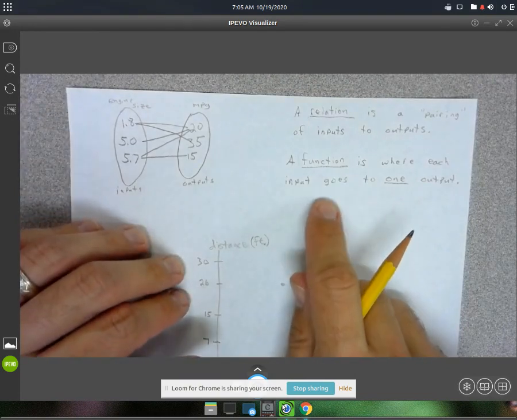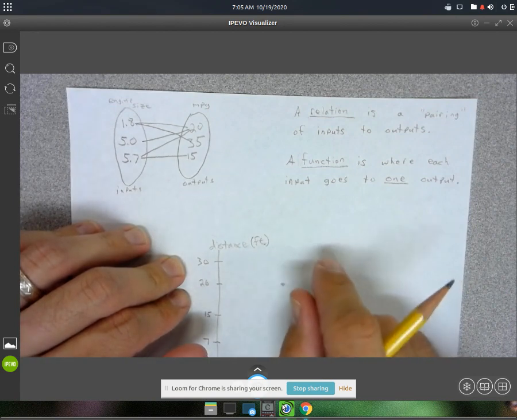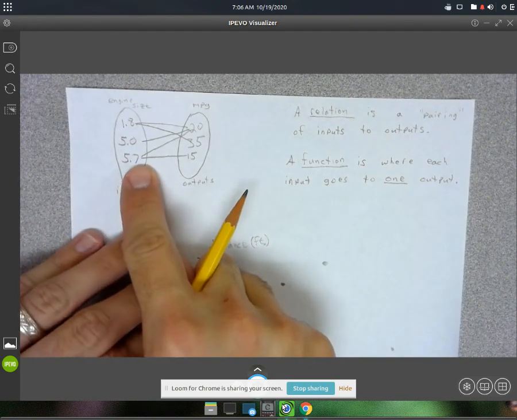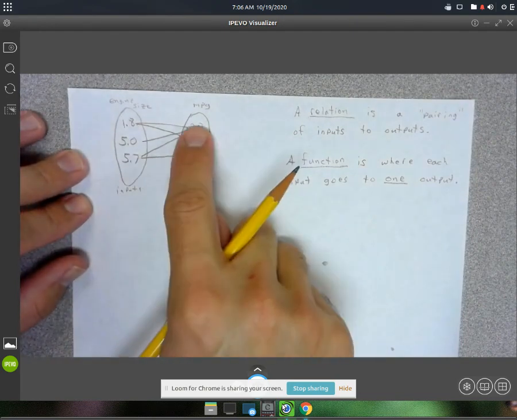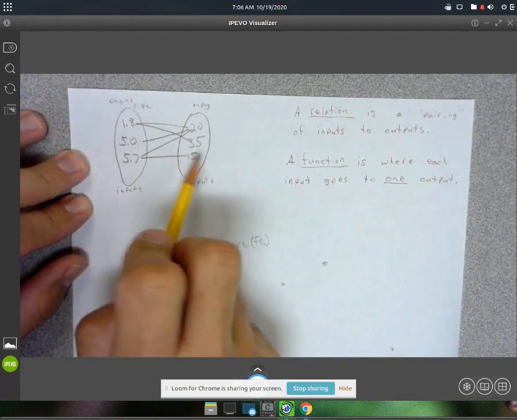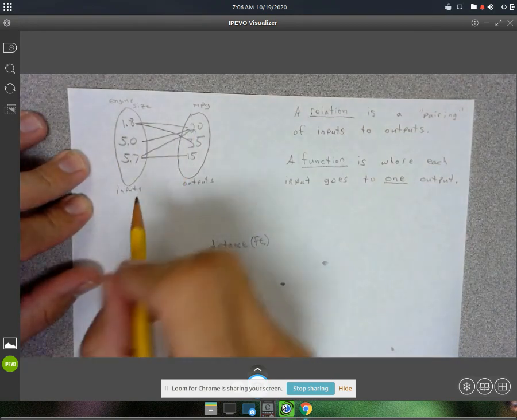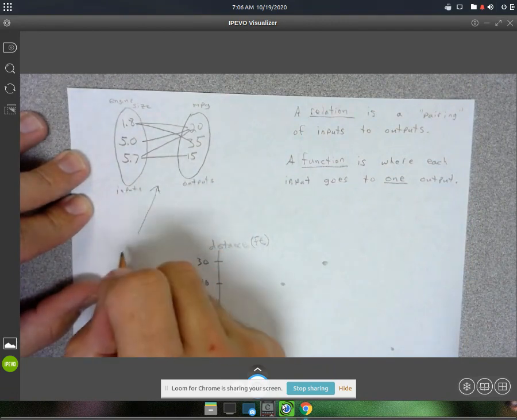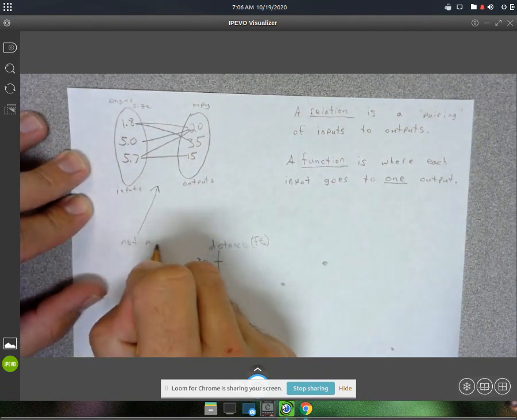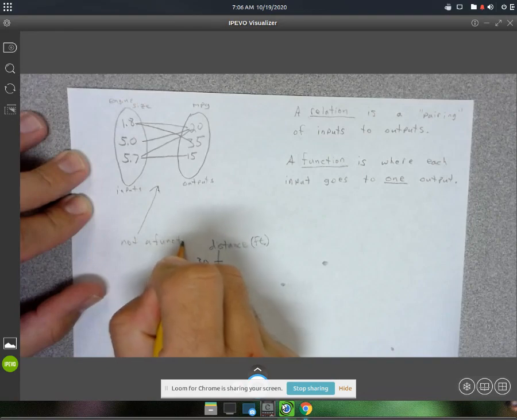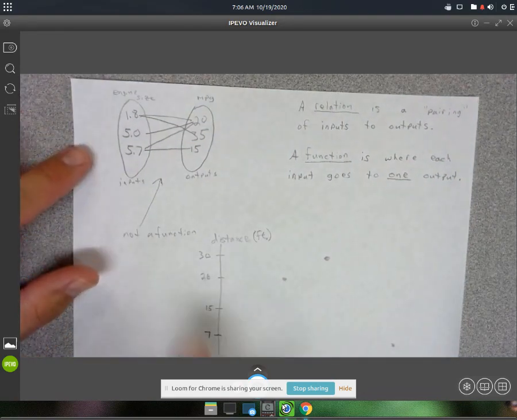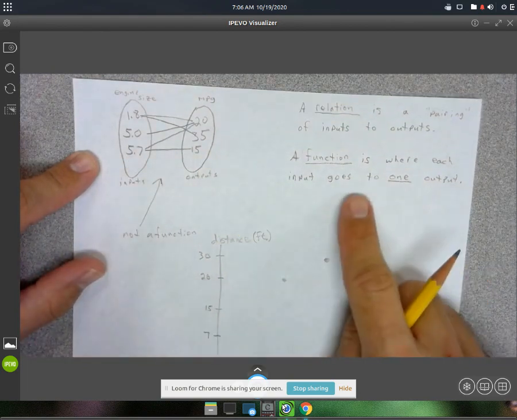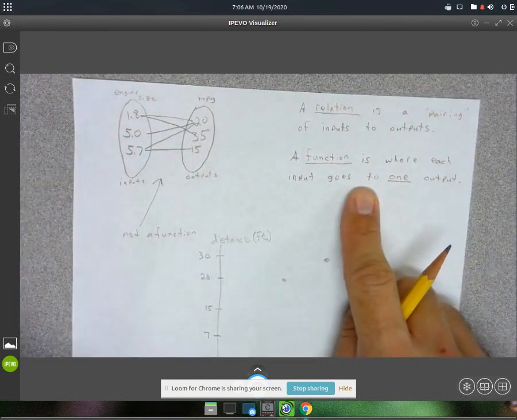Now, a function is a special relation. A function is where each input goes to exactly one output. So here, where the 5.7 goes to two different places, or the 1.8 liter goes to two different places, that tells us this mapping, that relation, is not a function. One input went to two different places, and that breaks the rules for what it means to be a function.